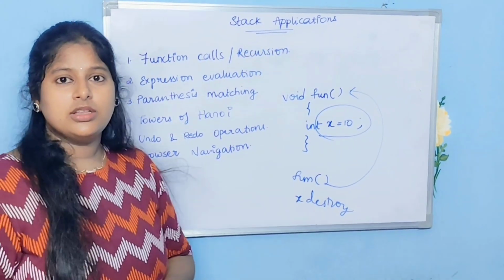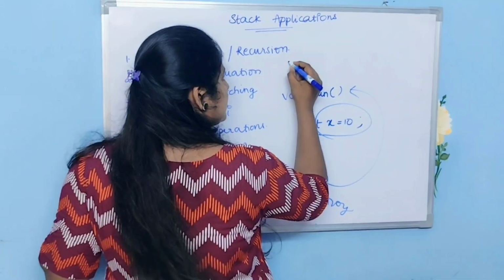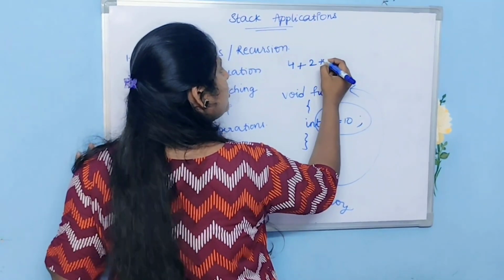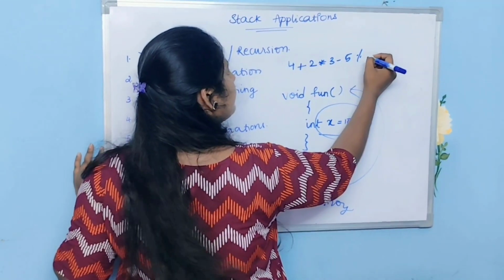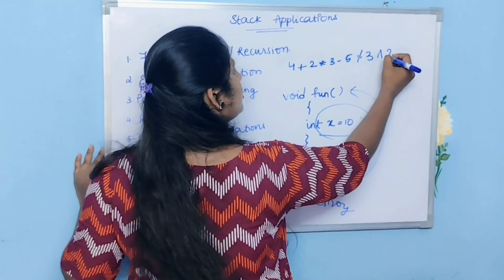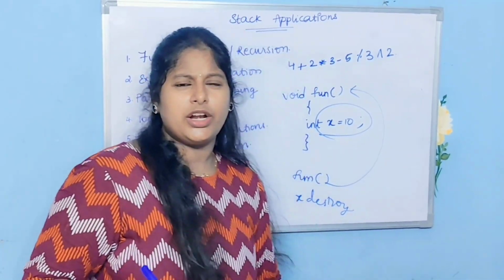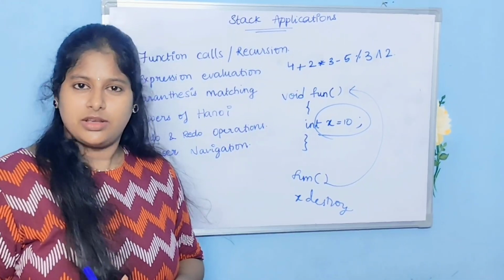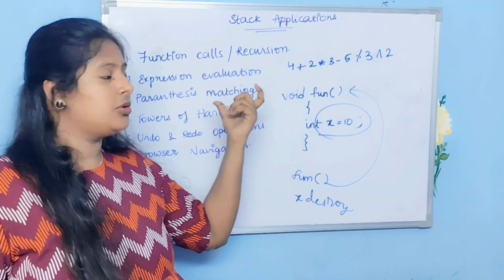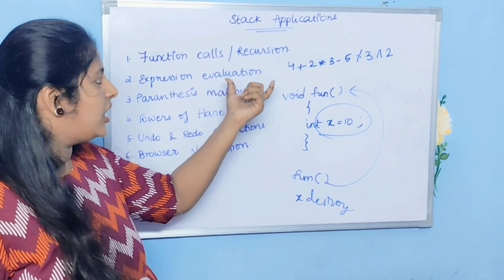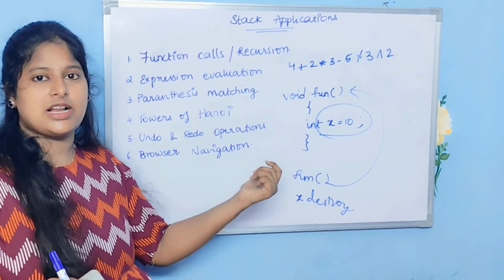Expression evaluation. That means, for example, you are asked to evaluate this expression: 4 plus 2 into 3 minus 5 divided by 3 power 2, like this. So to evaluate, we generally use a few conditions, right? Like BODMAS rules, right? So all those types of statements also will be executed with the help of stacks, right? You have some more topics in expression evaluation. I'll be explaining them to you in the next class.